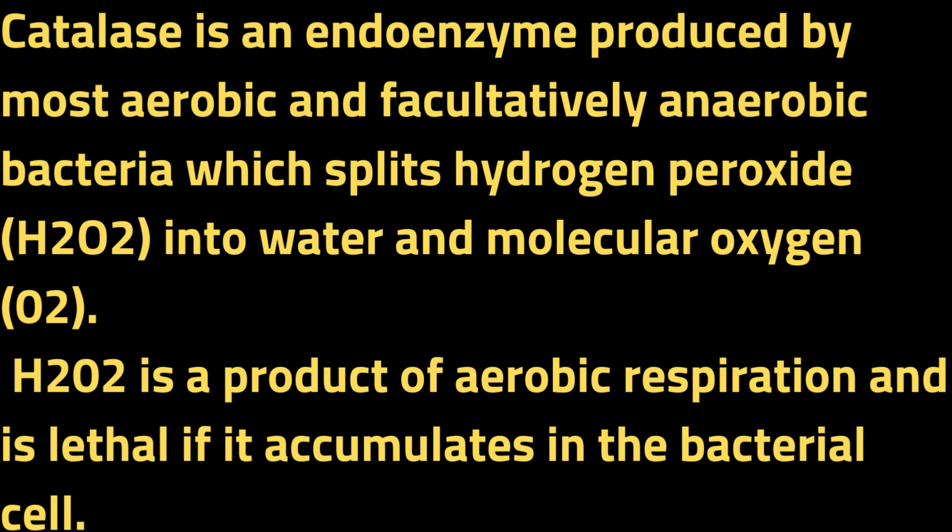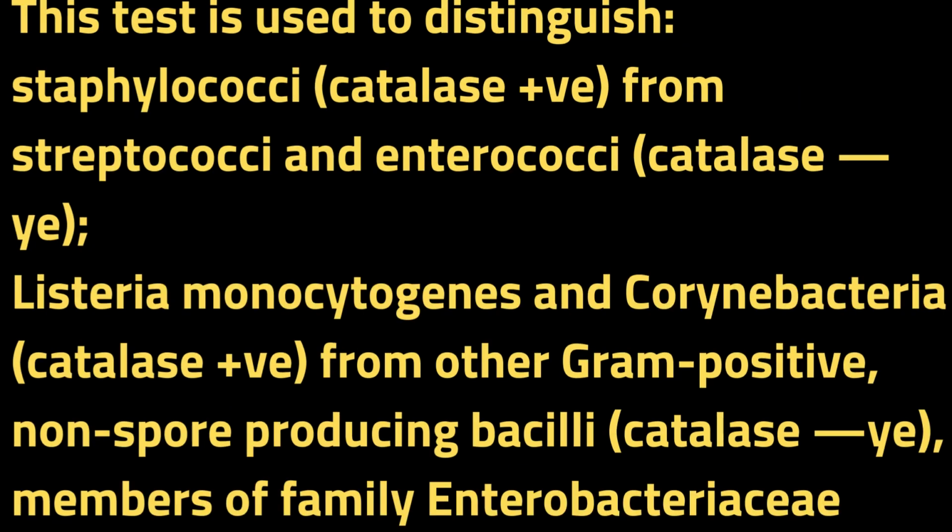Catalase is an endoenzyme produced by most aerobic and facultatively anaerobic bacteria, which splits hydrogen peroxide into water and molecular oxygen. Hydrogen peroxide is a product of aerobic respiration and is lethal if it accumulates in the bacterial cell. This test is used to distinguish staphylococci, catalase positive, from streptococci and enterococci, catalase negative.